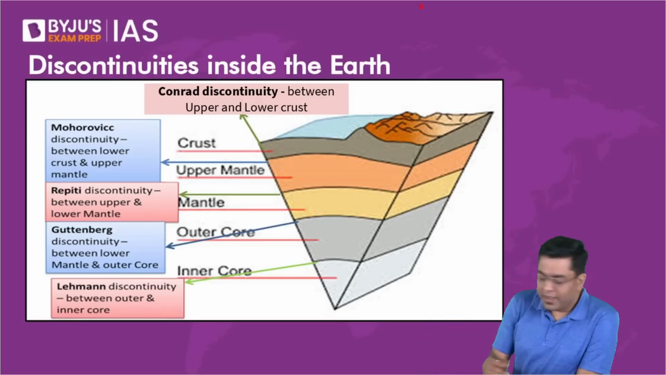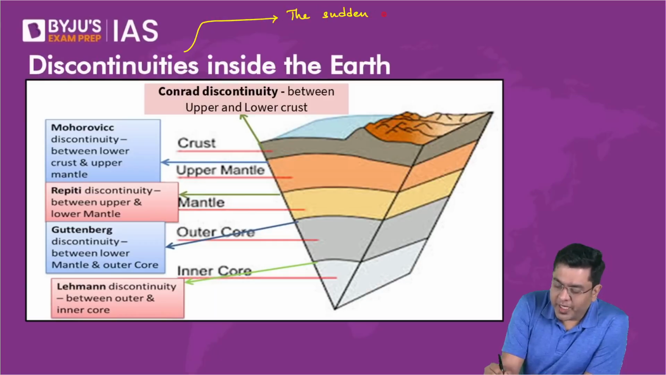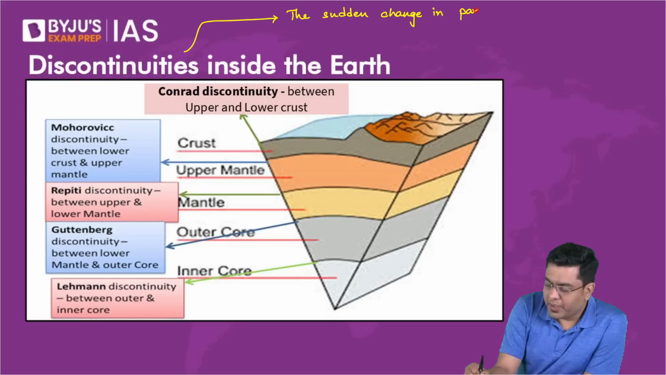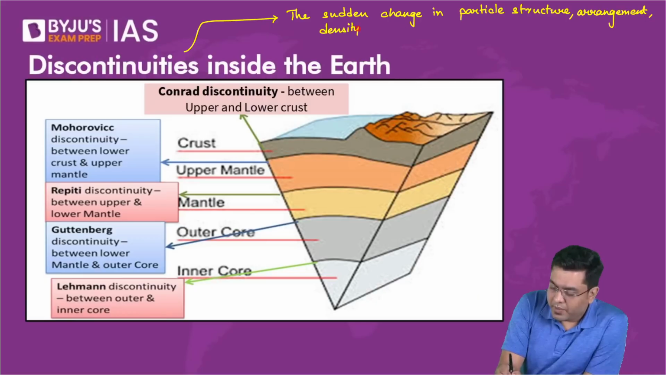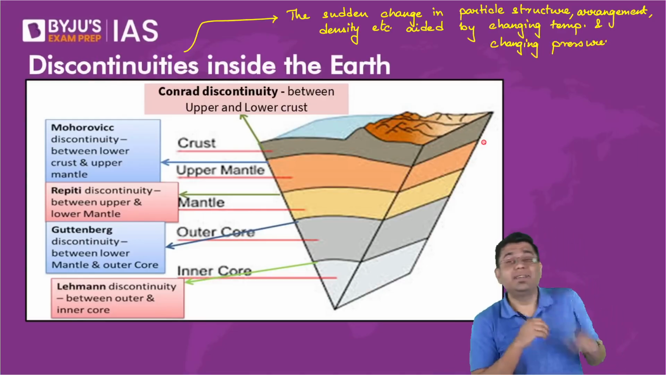So, these are your different types of discontinuities which are in existence. So, when we say discontinuity, here, the sudden change in particle structure, arrangement, density, etc., aided by changing temperature and changing pressure, that is what is known as a discontinuity.